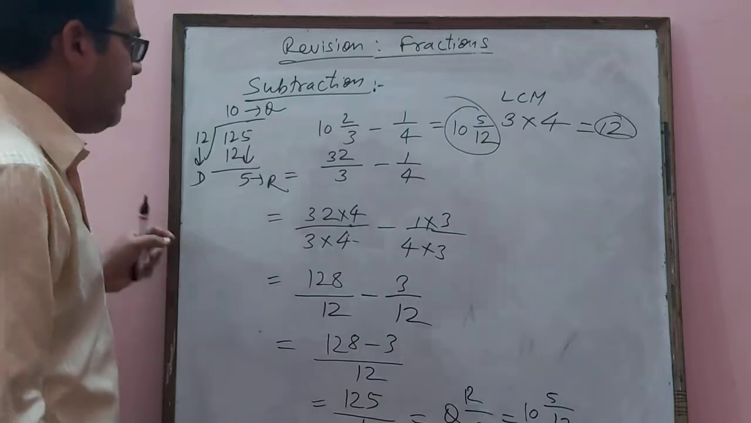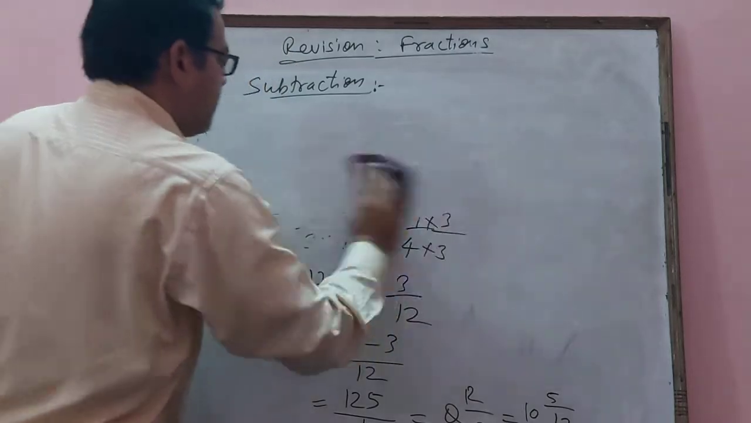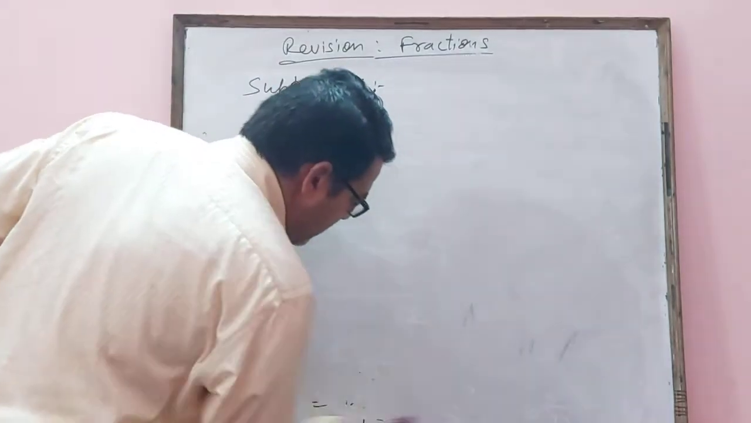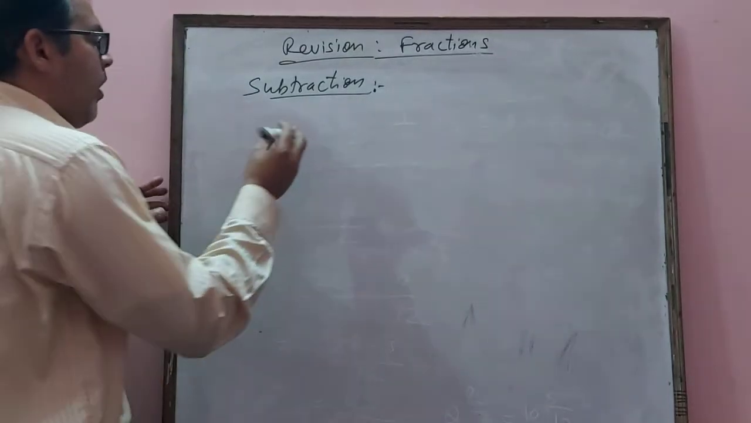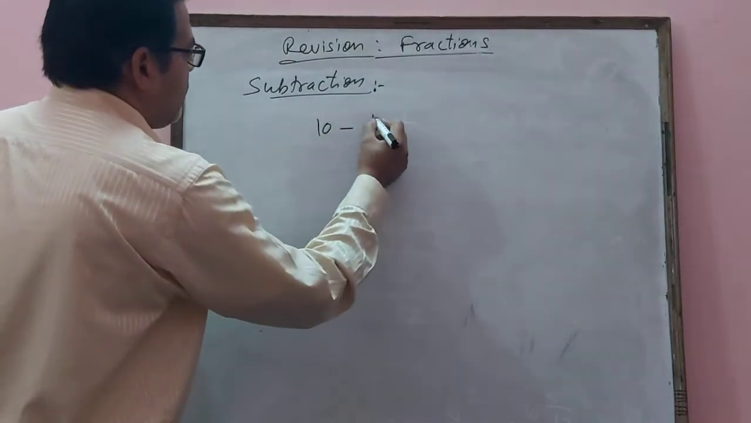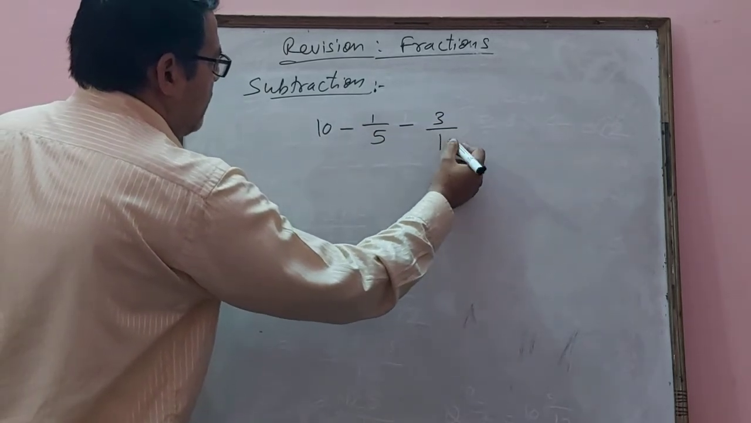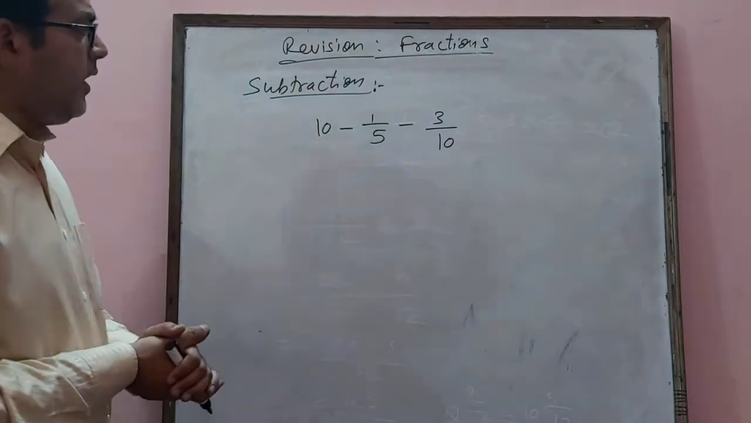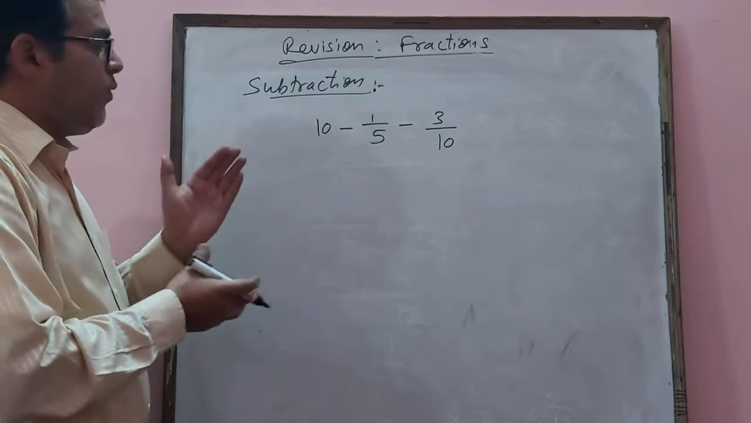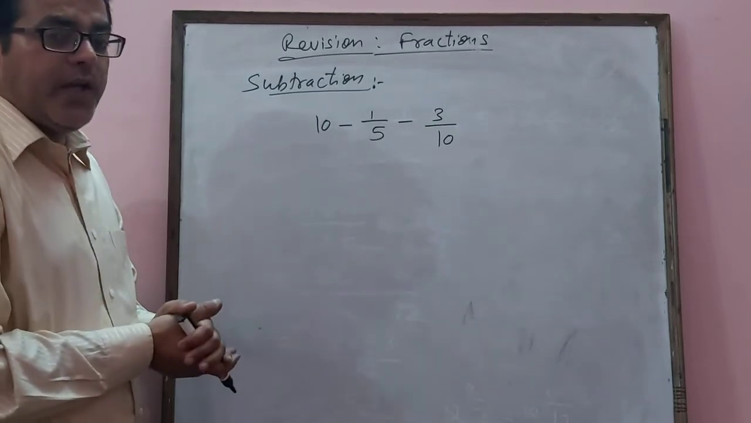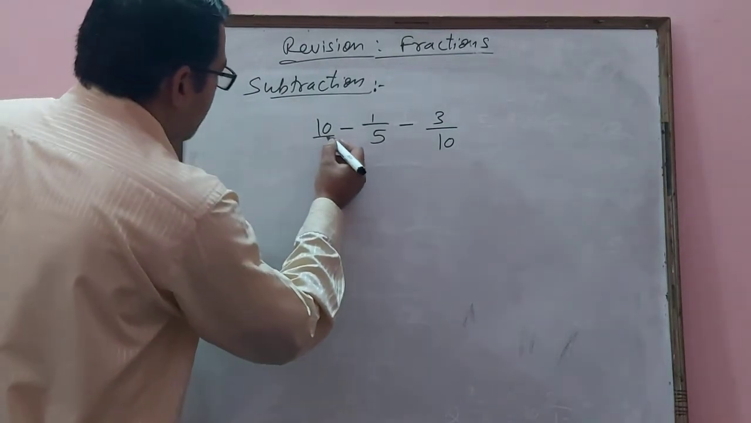Hope you understand, guys. One more example I am taking here to make you understand very nicely. So now 10 minus 1 by 5 minus 3 by 10. Now 3 fractions we are taking together and we have to subtract them. How we can subtract? This is very interesting. So you do one thing, put 1 here.